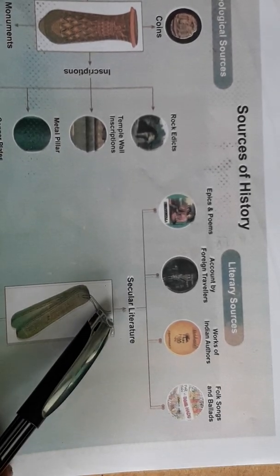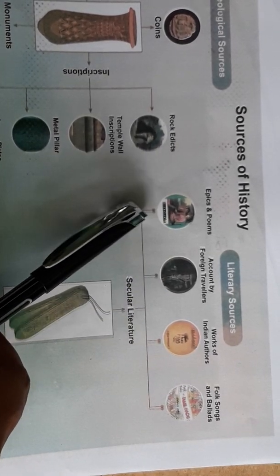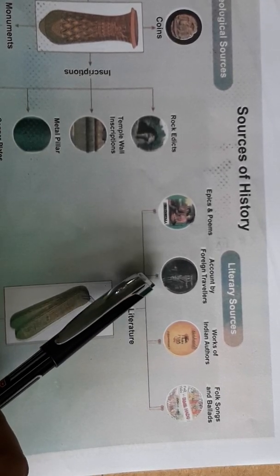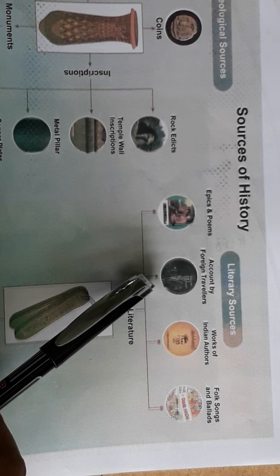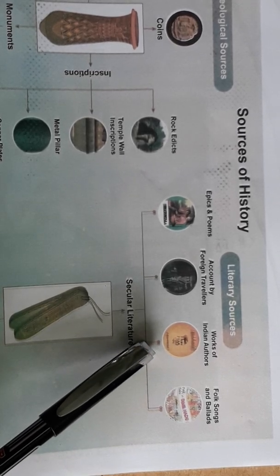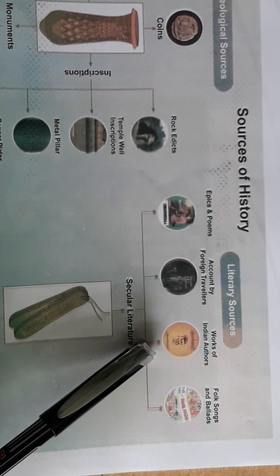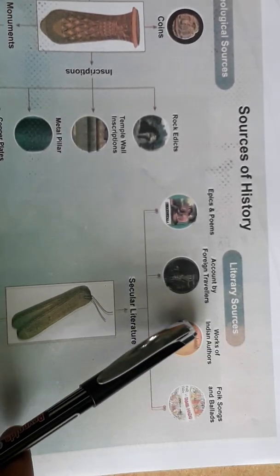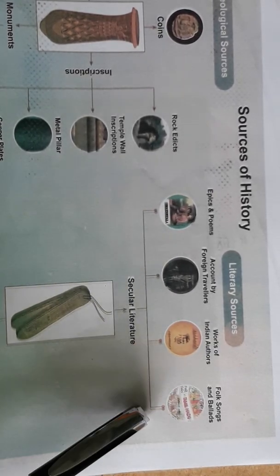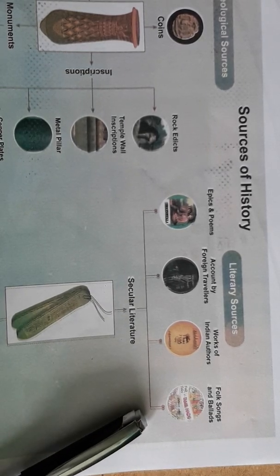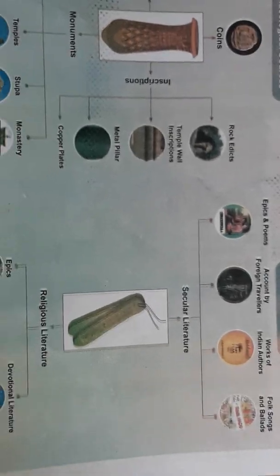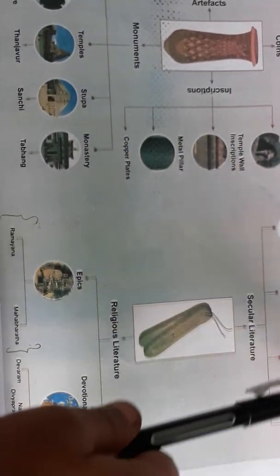What are the secular literature? Epics and poems, accounts by foreign travelers, works of Indian authors, which is Tirukkural. Right? Works of Indian authors, folk songs and ballads. These are the secular literature.